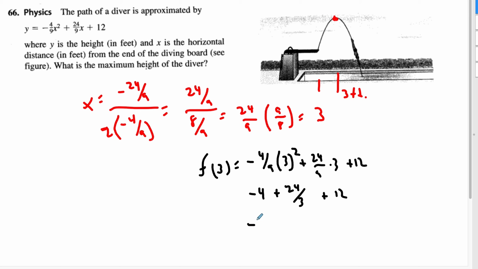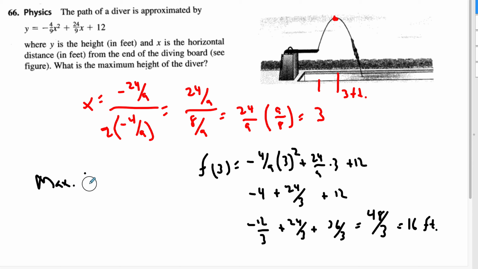I gotcha. This is negative 12/3. This is 24/3. And this is 36/3. How? Common denominators multiplied by 3, right? Negative 12 plus 24 is 12. 12 plus 36 is 48 over 3. And you could have used a calculator, but it turns out that the max height, it's not the height of max, it's the maximum height, is 16 feet above the water.